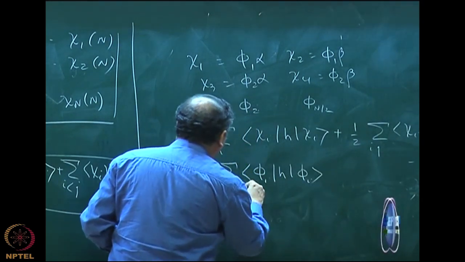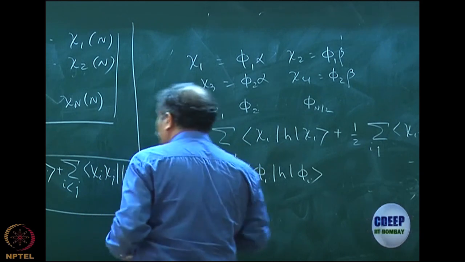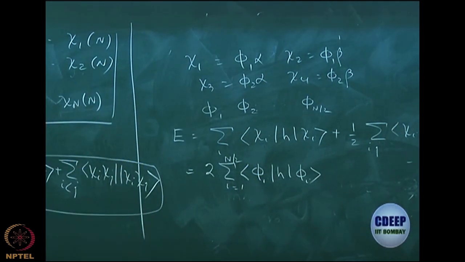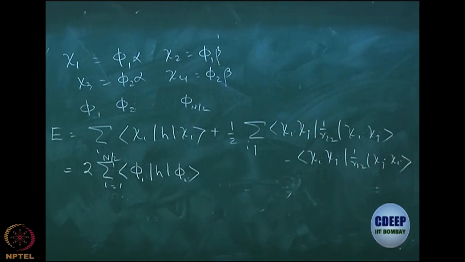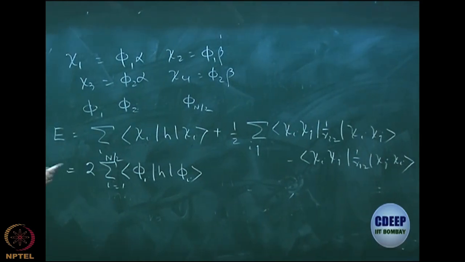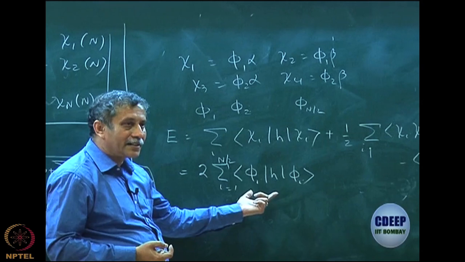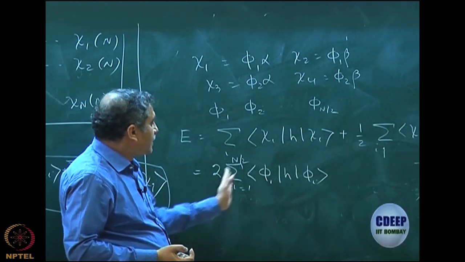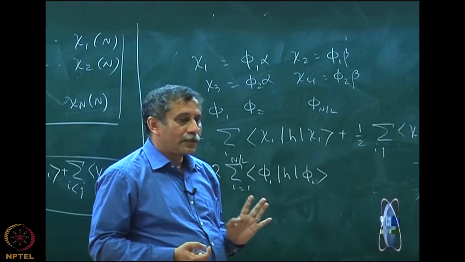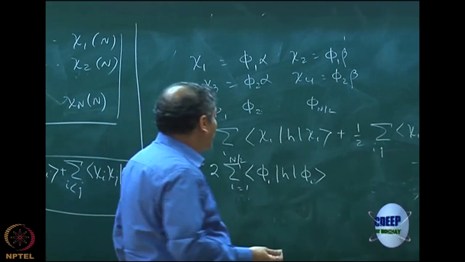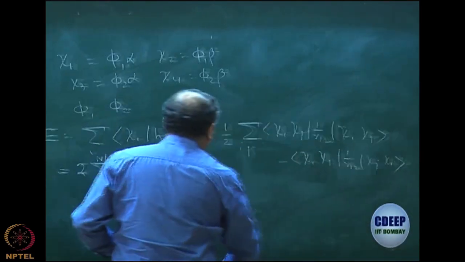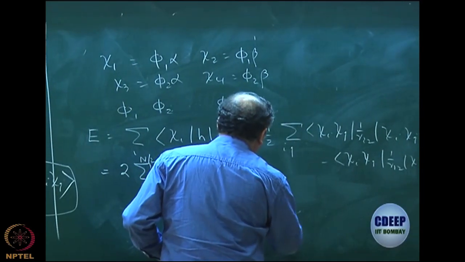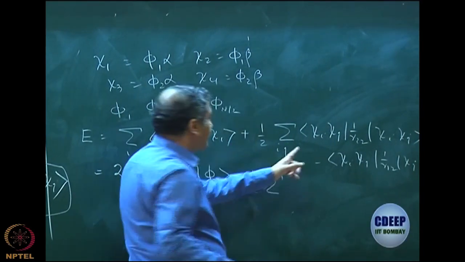Where I now goes over n by 2. That is important. So each of these spin orbitals is derived from the 2 space orbitals. In each case, the integral that survives is only in space coordinate, phi I h phi I, the spin part is 1. So the first part is quite trivial. Now we look at the second part, plus half. Now I do the same exercise here.